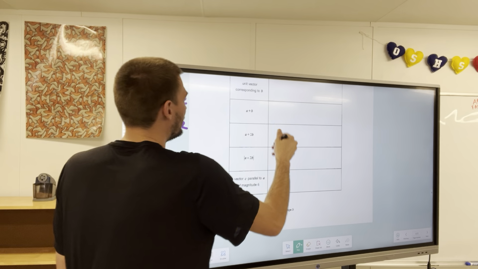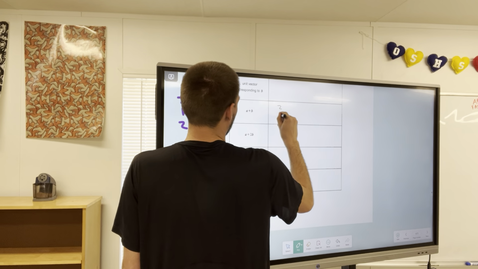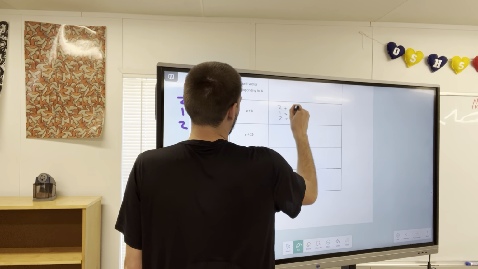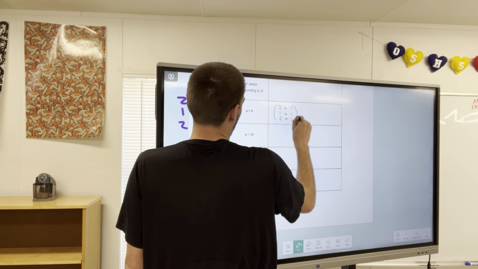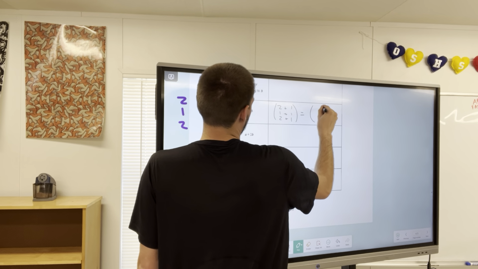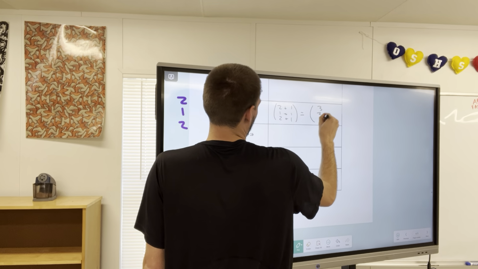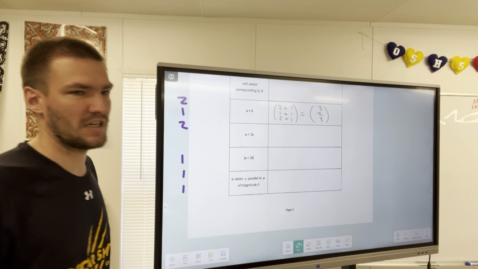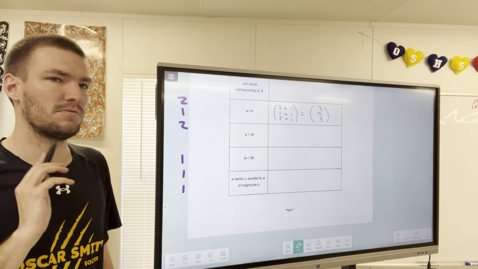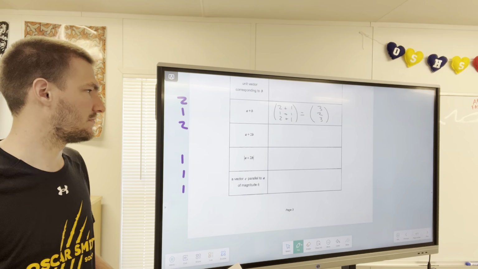A plus B is (2, 1, 2) plus (1, 1, 1), which is going to be (3, 2, 3). Again, maybe it's new, definitely not hard.